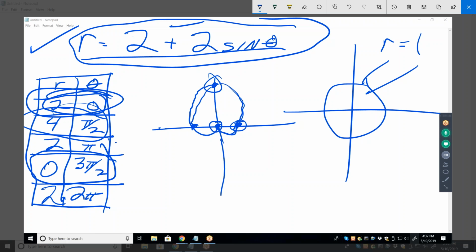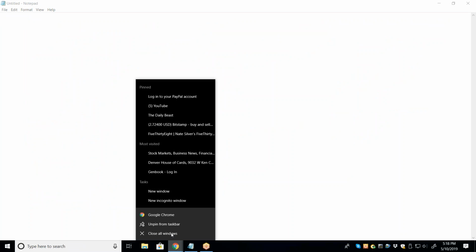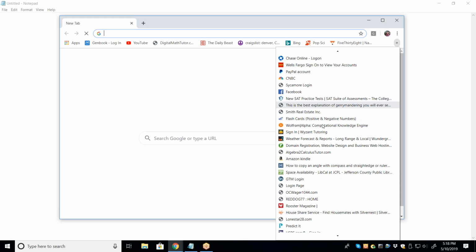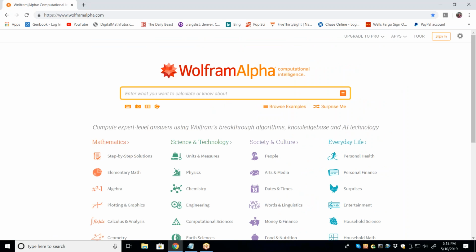I got another suggestion. Here, let me put it into Wolfram Alpha. We'll see what it does. I don't have to choose polar. Are you familiar with Wolfram Alpha? No. I haven't shown you this before. This is much better than a calculator. This is called a knowledge database, but it's mainly for math.